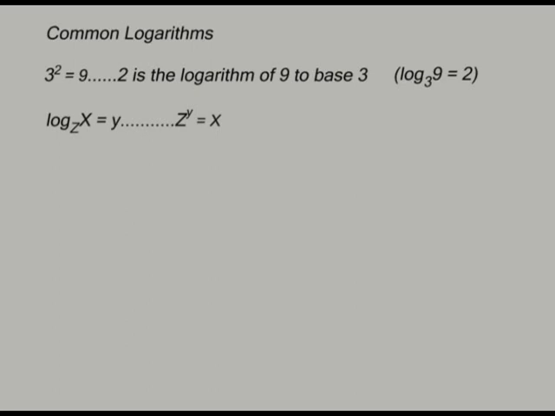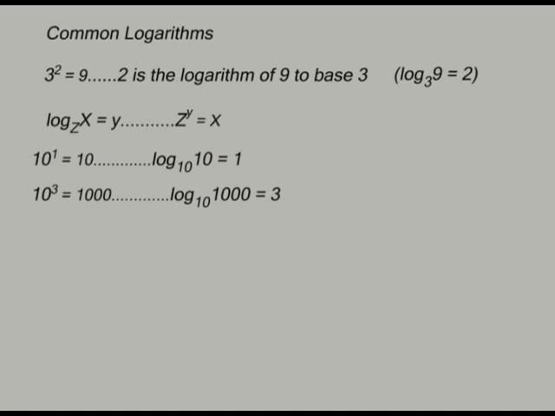Numbers that are multiples of 10, like 10 itself, 100, 1,000, and so on, can easily be expressed as powers of 10. And so 10 raised to power 1 is equal to 10. That means log to base 10 of 10 is equal to 1. 10 raised to power 3 is 1,000. That means log to base 10 of 1,000 is equal to 3. 10 raised to power 6 is 1,000,000, which means log to base 10 of 1,000,000 is equal to 6.